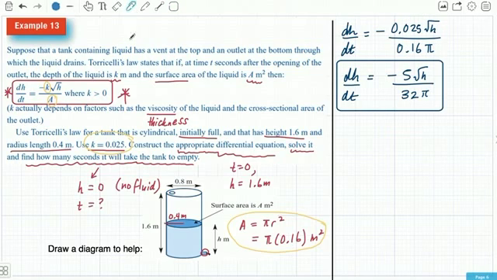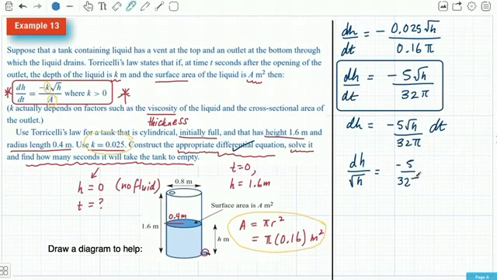So the next thing, we've actually found the differential equation. Now we have to solve it. I'm going to take the dt over to the right side. So we've got negative 5 root h on 32 pi dt. Then I'm going to take the root h underneath, so it's over on this side. So we've now got dh over root h equals minus 5 on 32 pi dt. Now what we're going to do is integrate both sides. So from this place we're now solving.